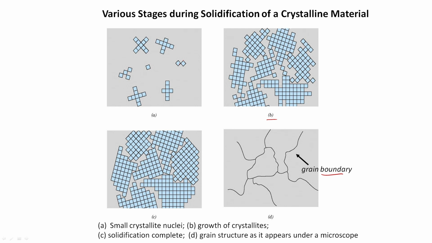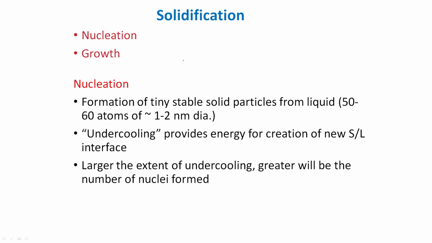Liquid atoms are haphazard, at random; solid atoms are arranged in an orderly manner. So, you need to provide that energetics between the solid and liquid. Where will the energy come from? Energy comes from undercooling of the liquid. That is why you need to undercool the liquid, to provide the energy for creation of the new solid-liquid interfaces. And the larger the extent of undercooling, the greater the number of nuclei that will form, and the finer the crystal size. If you want a finer grain size, you have to provide more driving force.